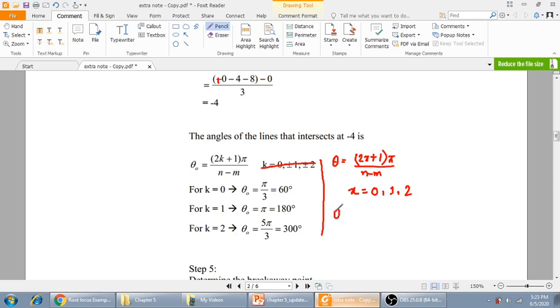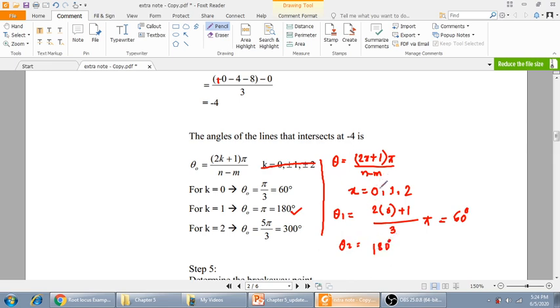So let's say for theta 1, if we consider 2 times 0 plus 1 divided by n minus 1, that is 3, and this is your pi. Okay, so it will come 60 degree. It's like that, pi equals 180 degree. So theta 2 also you can find the same, like 180 degree. You can get theta 2. Theta 2 is 180 degree.